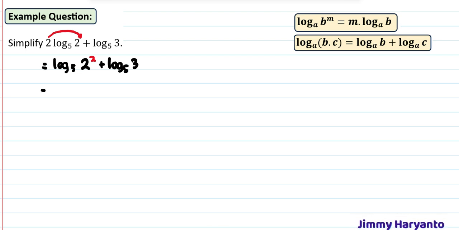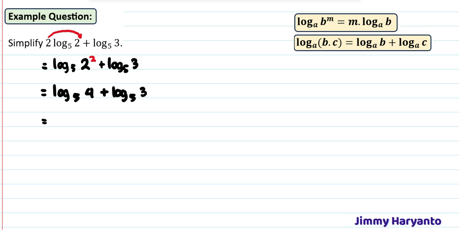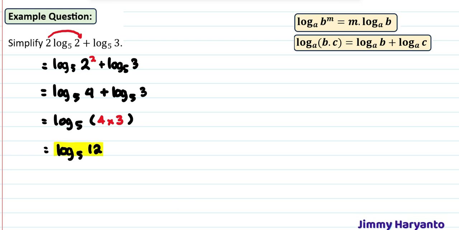Okay, good. And then we can calculate 2 to the power of 2. It becomes 4 plus logarithm 5 and 3. Right now we can use this formula, because there are no coefficients anymore in front of the logarithm. That means you will have log 5, addition will become multiplication, 4 times 3. So you'll have log 5 and then 12. So this is the final answer.